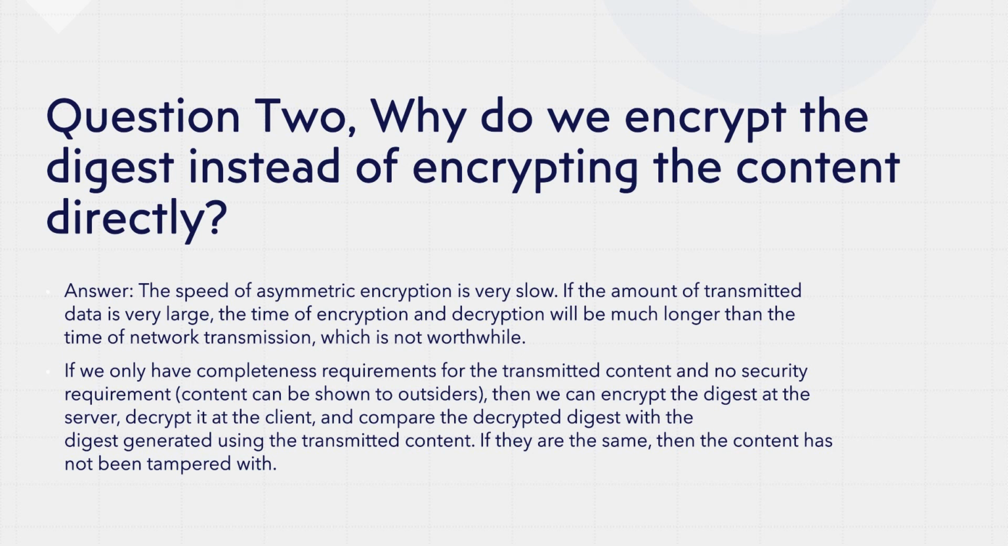So when the content can be shown to outsiders, we can encrypt the digest at the server, decrypt it at the client, and compare the decrypted digest with the digest generated using the transmitted content. So the sender sends an encrypted digest and the message with it, and then the receiver can decrypt the digest and generate their own digest because they got the message that was sent to them, and they can compare the two digest values to see if they're the same. If they are, then the original message has not been tampered with. So they can use the digest to check if the message is the original copy.